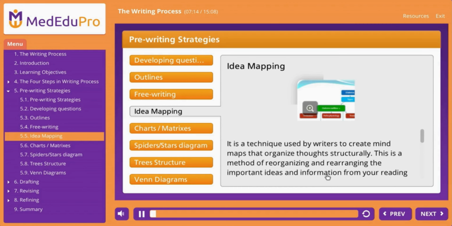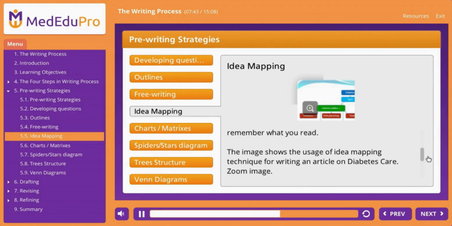Idea mapping is a technique used by writers to create mind maps that organize thoughts structurally. This is a method of reorganizing and rearranging the important ideas and information from your reading of a textbook and converting it into a diagram with your own words to help you understand and remember what you read. The image shows the usage of the idea mapping technique for writing an article on diabetes care.